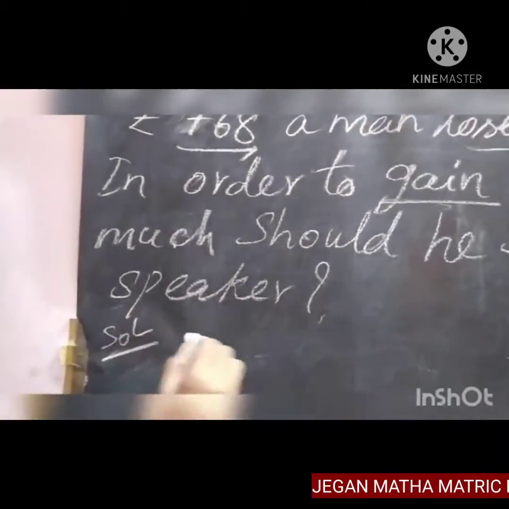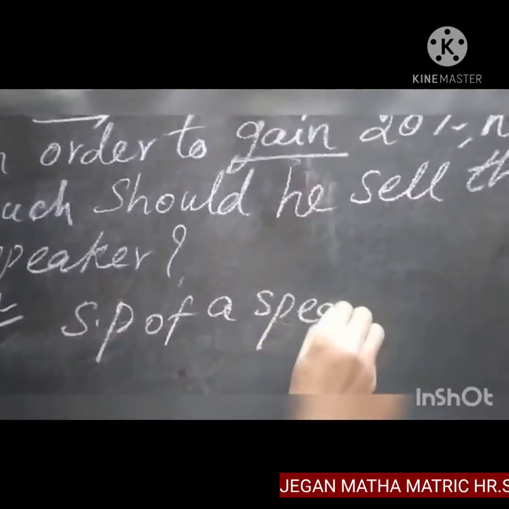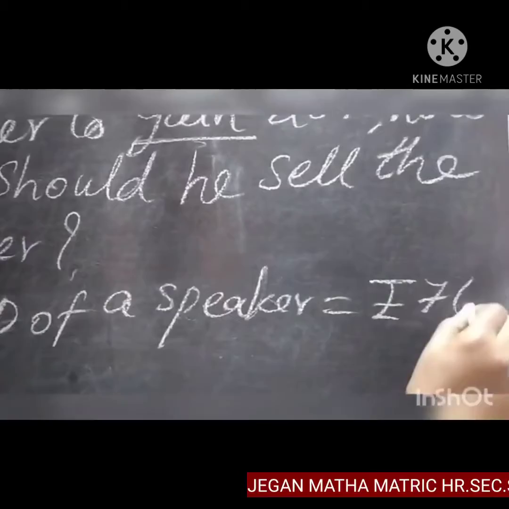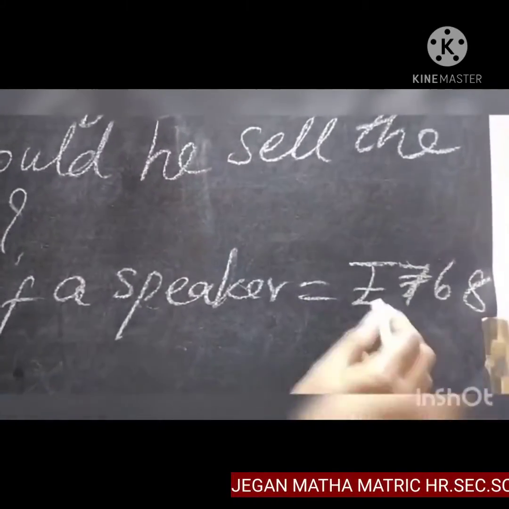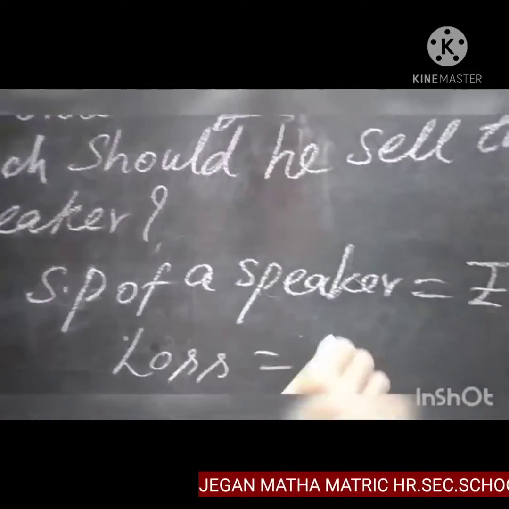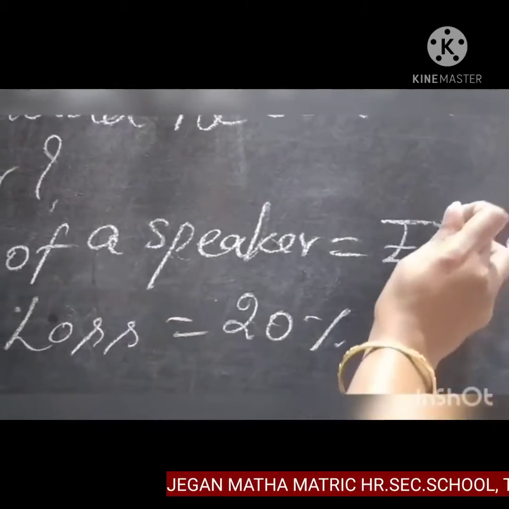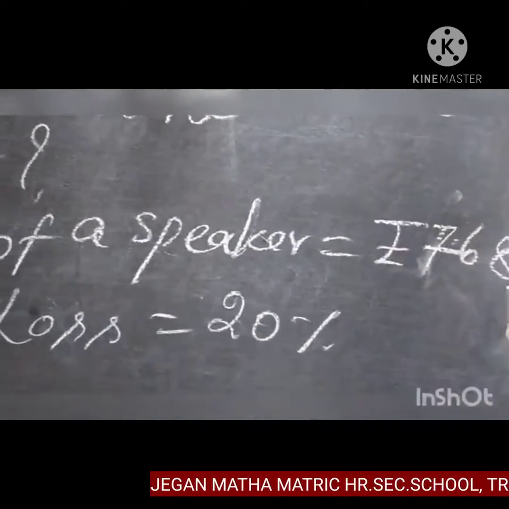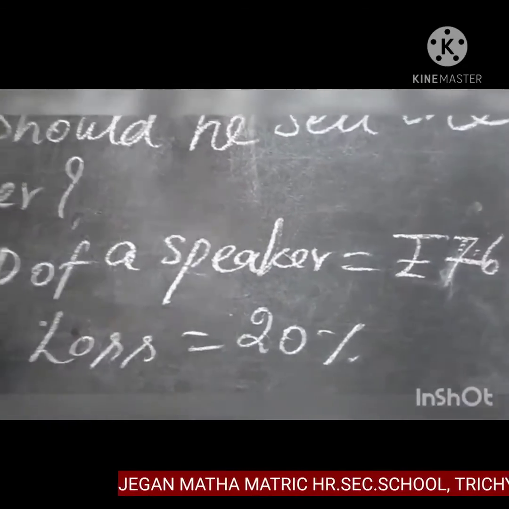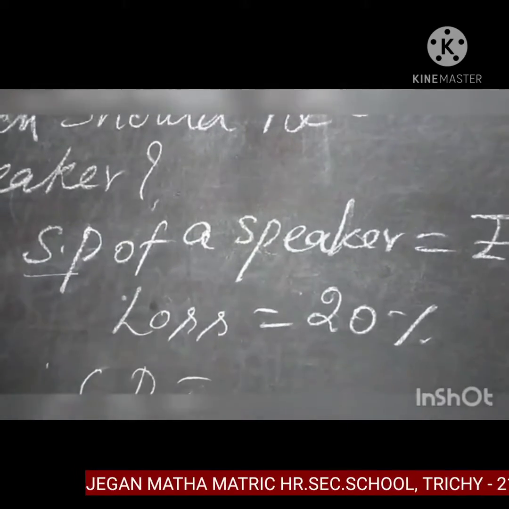that is, the selling price of the speaker, SP of the speaker, is equal to rupees 768. In that case it is a loss only. So the loss percentage is equal to 20%. The selling price of the speaker is 768, loss equals 20%. So this is SP, and you have to find out the CP by using the formula.